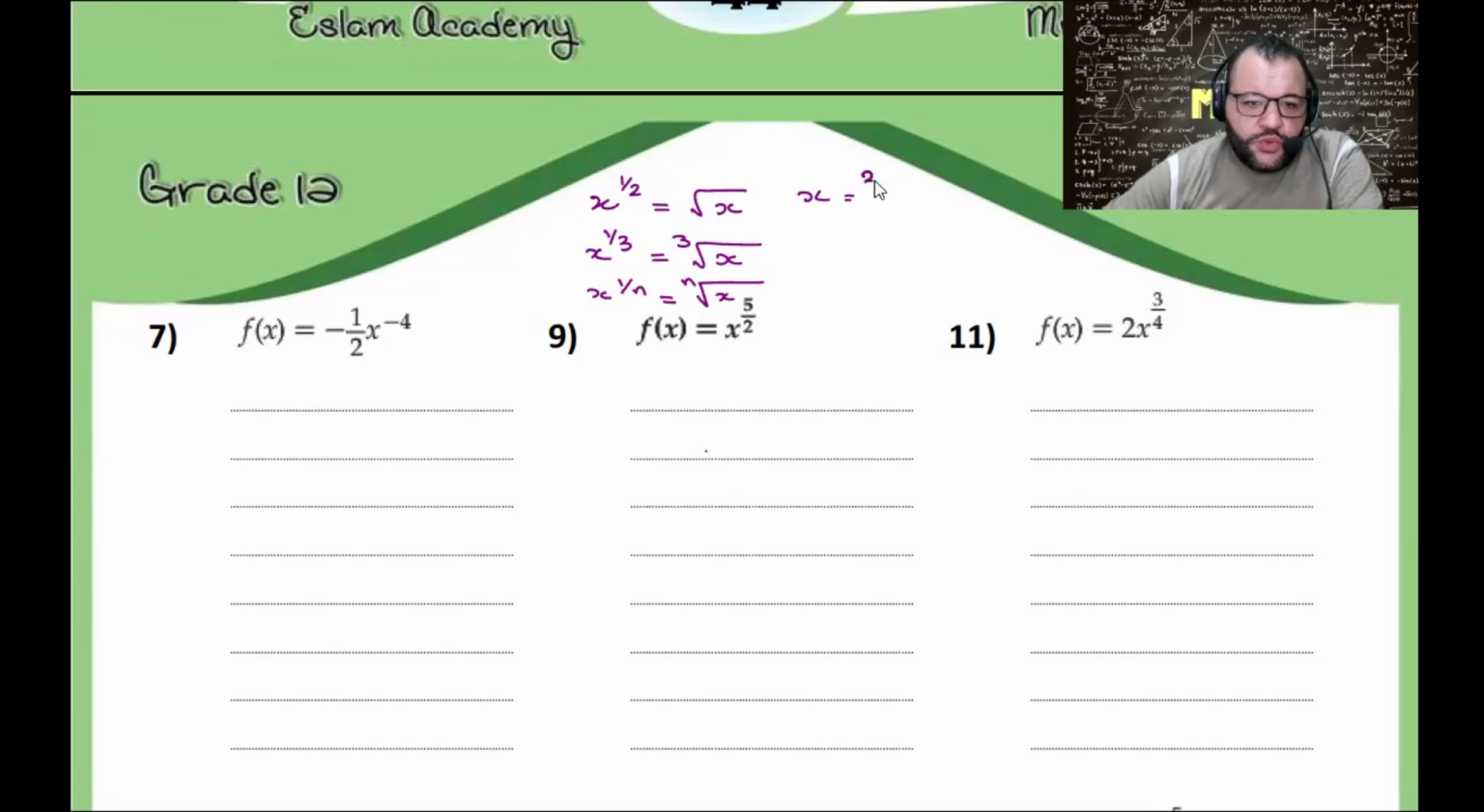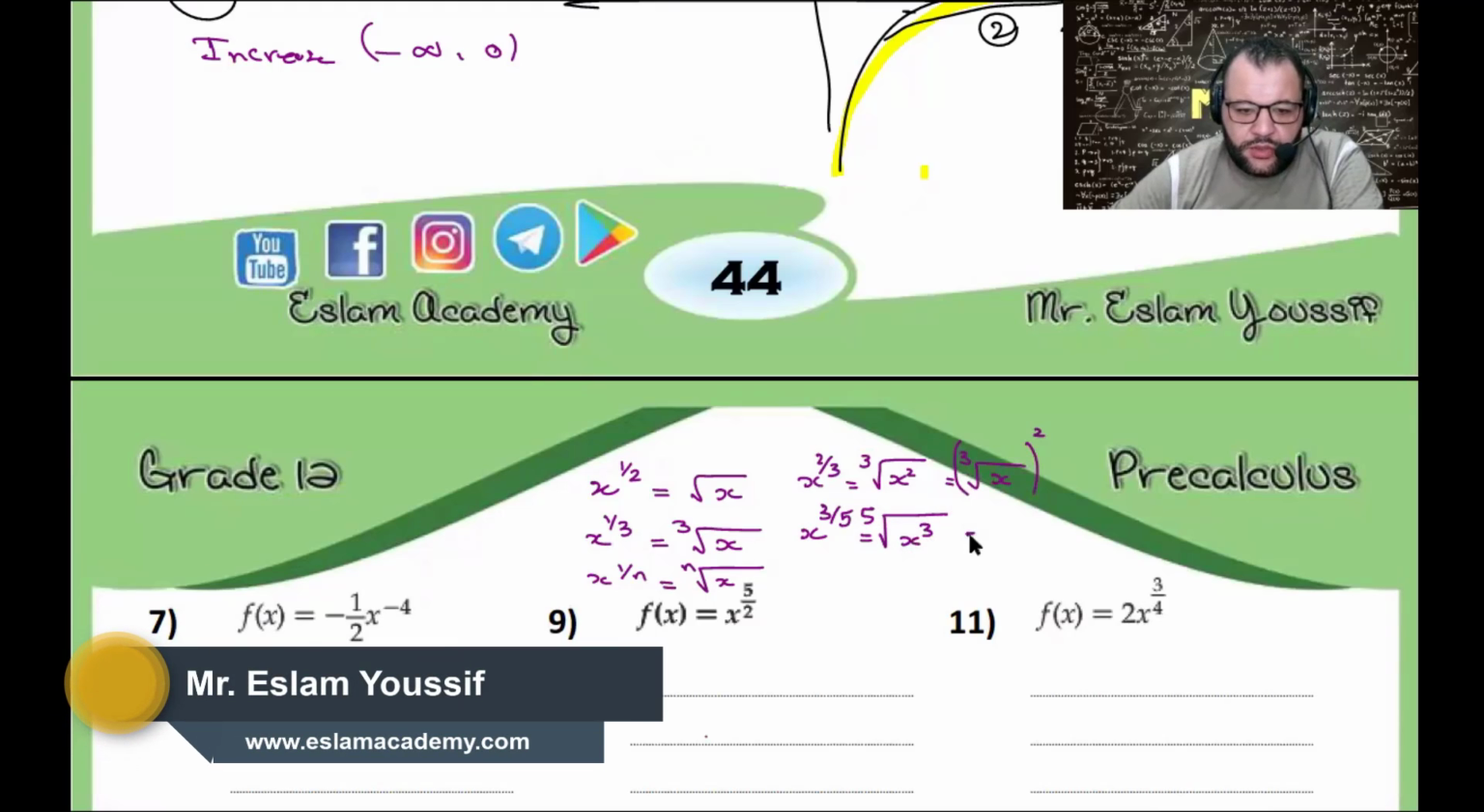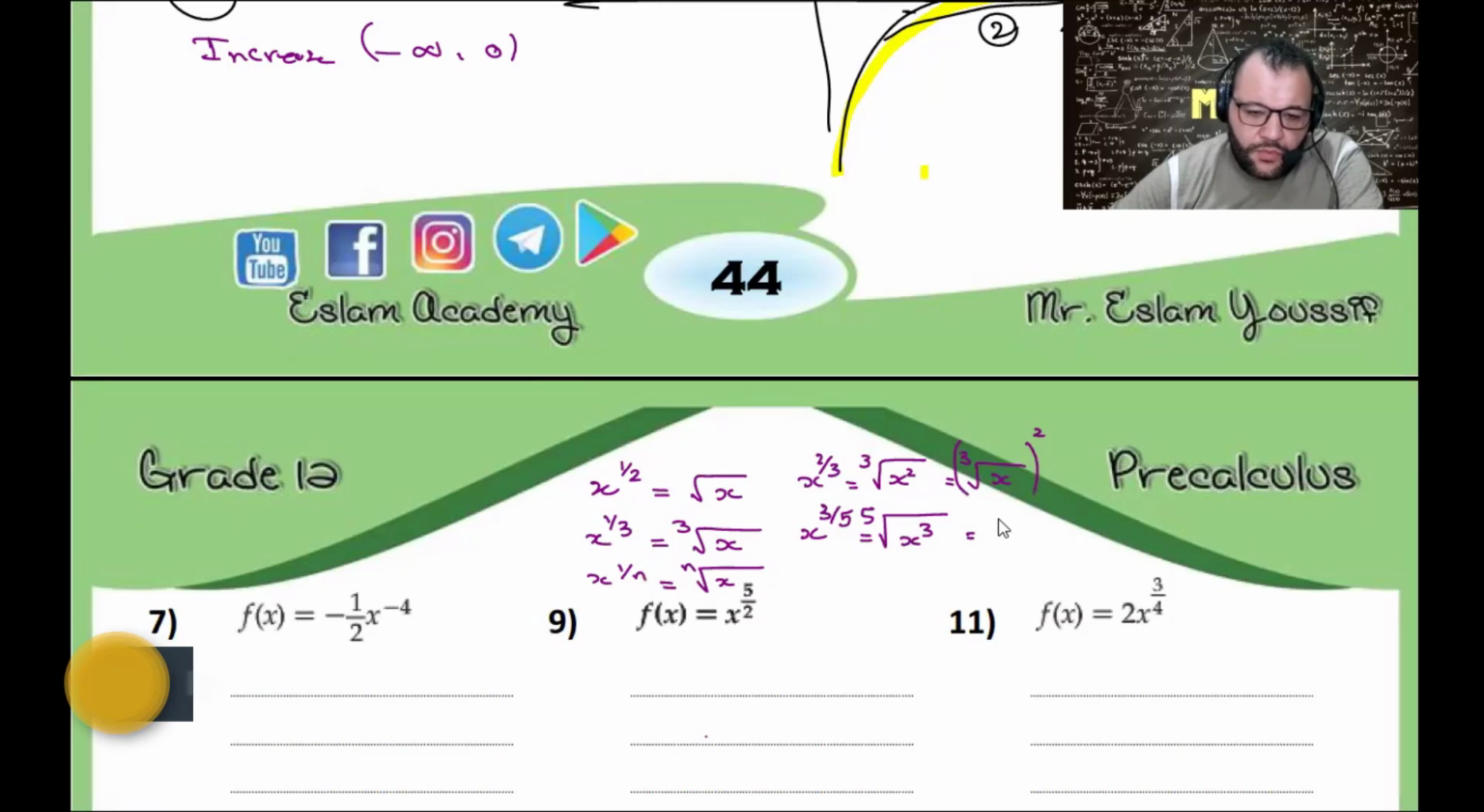Okay. So suppose that we have x to the power 2 over 3. It will be the cubic root of x squared, or we can write it another way, the cubic root of x, all to the power 2. Okay? So suppose that we have x to the power 3 over 5. How can we represent this one? The fifth root of x to the power 3, or the cube of the fifth root. Any problem for this one?